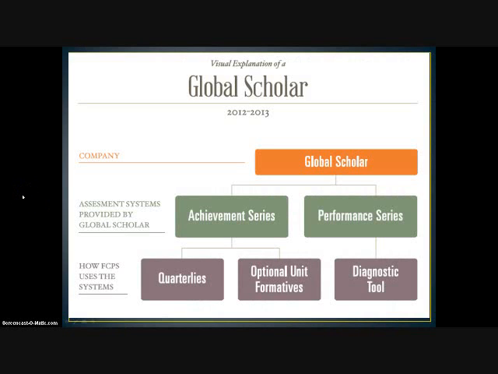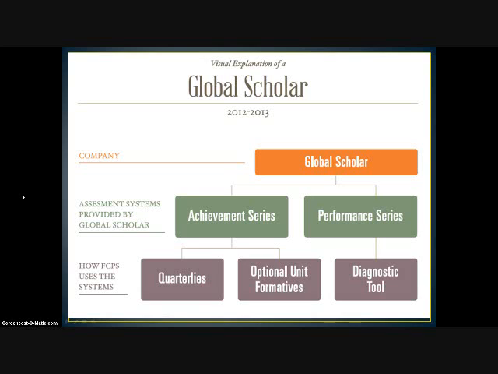What is Global Scholar? Global Scholar is really just a company. It's simply a data assessment tool. It can be split into two different assessments that are provided by Global Scholar. One is Performance Series and one is Achievement Series.